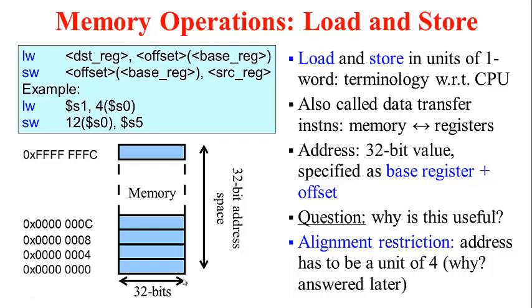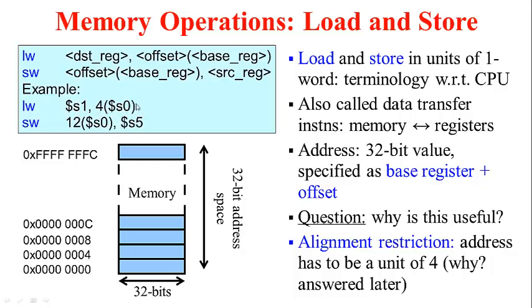Now in the load word instruction as well as the store word instruction, there needs to be a memory address specified. This memory address 32-bit value is specified as the addition of the value in a base register plus an offset which is specified as part of an instruction. The format of load word is given here. We specify the destination register first, followed by the offset and within parentheses the base register. An example is shown here, load word $S1, 4($S0).